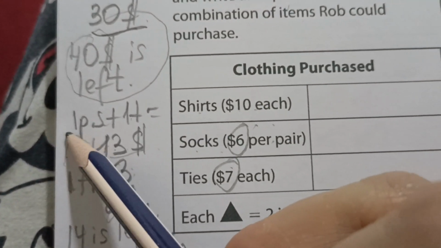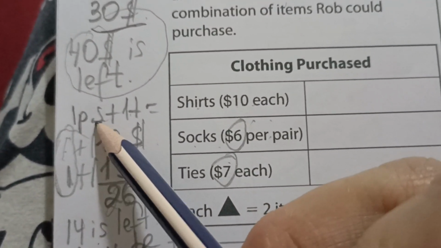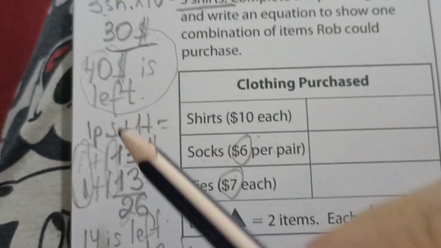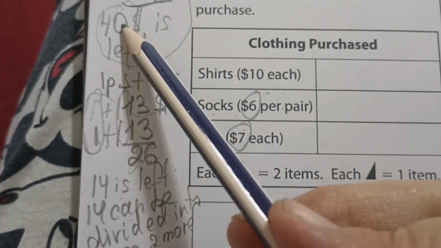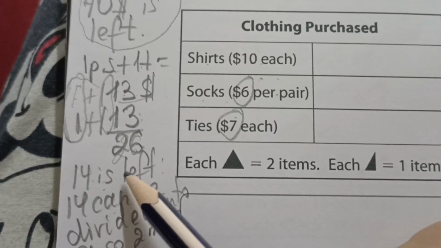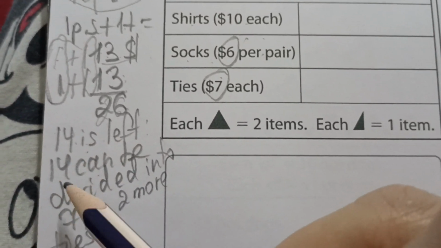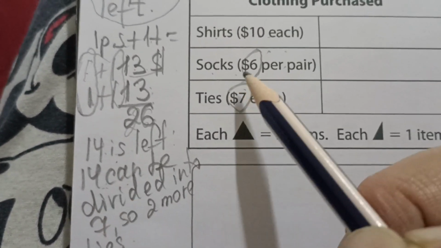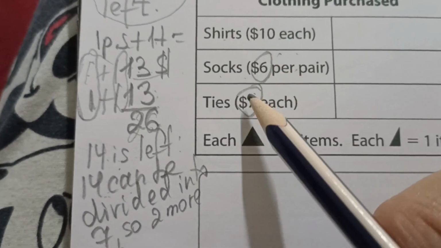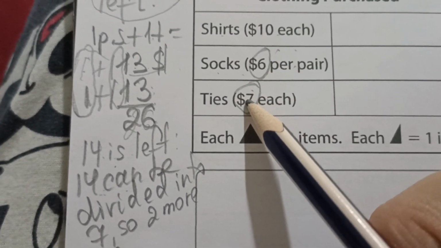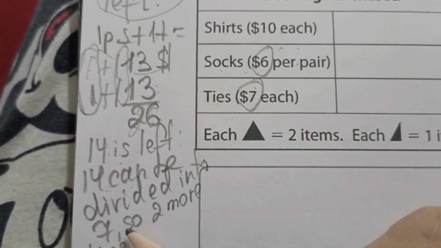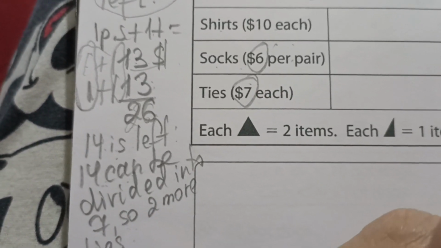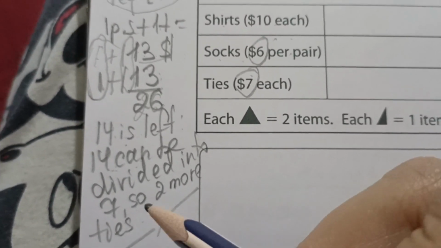So what do we have here? Here we have 2 pairs of socks and 2 ties, okay? 26. 40 minus 26, $14 are left, okay? So, and now those 14, look, we can divide by 6 or by 7. What is easy? Of course, it can be divided by 7. So, we can buy 2 more ties, okay?